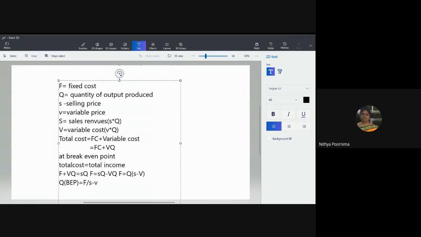Zahir Hussain? Boys, kindly go through these formulas and come back for tomorrow's class, okay?